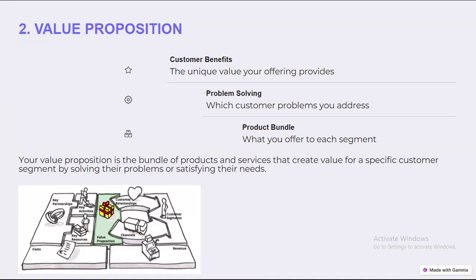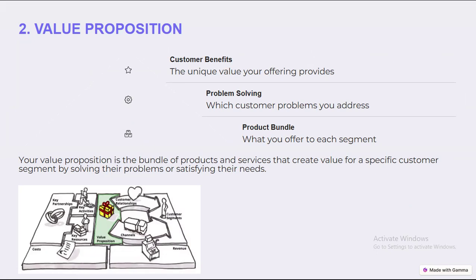Okay, so for the value proposition, you can dwell on the customer benefits, you can look at the problem you are solving, or the product bundle that you are giving out. Okay, so which unique value are you proposing? Which customer problems are you trying to address? And what are you offering to each of the segments?